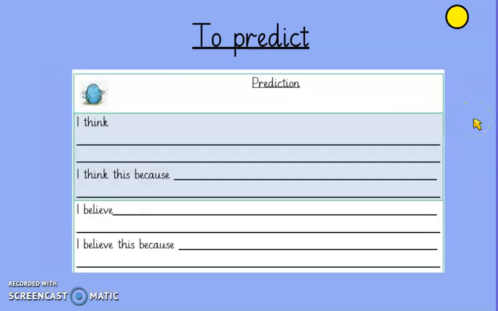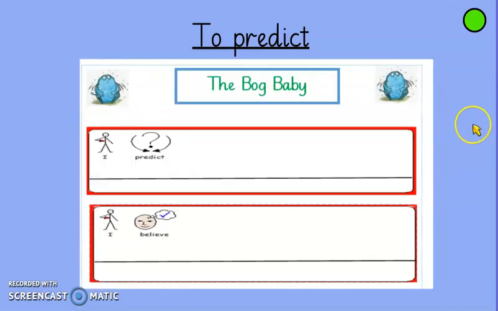Yellow group, your sheet looks a bit like this. Now you have got some sentence starters already. So I think this because, I believe this because. So I want you to write I think and then answer the question, okay? So have a go at writing your predictions. Green group, your sheet looks a bit like this. I want you to just make one. So yellow and green group, you're just doing one prediction each, okay? Red and orange are doing a few more. So your sheet looks like this, and it says I predict, and then I want you to write your idea. What do you think will happen? And then I believe, and then give me your evidence why you think this will happen.